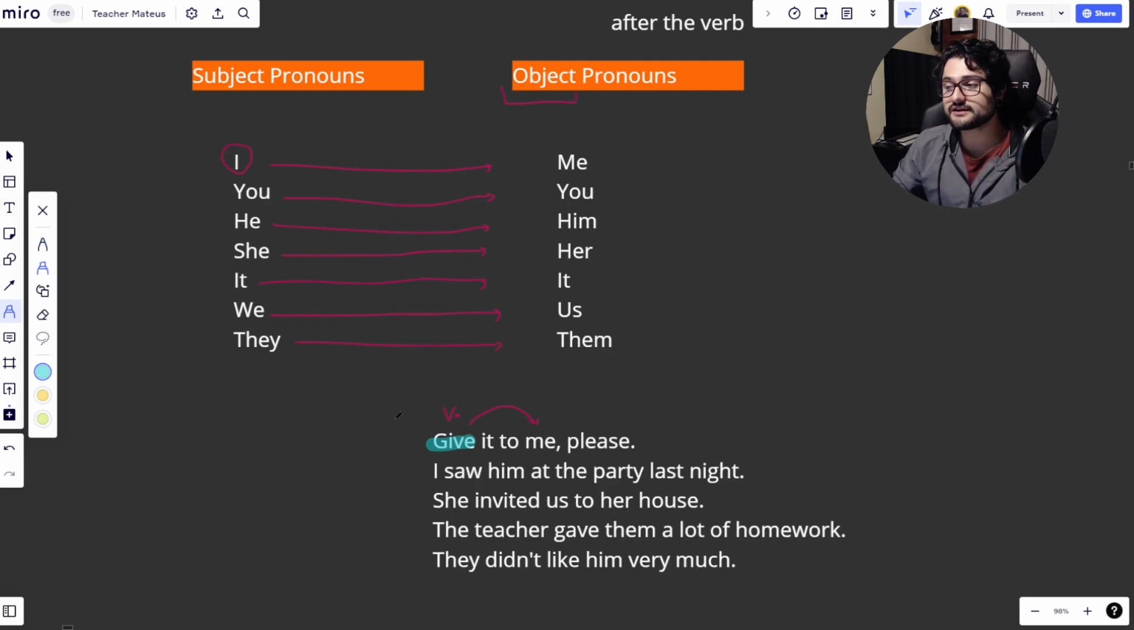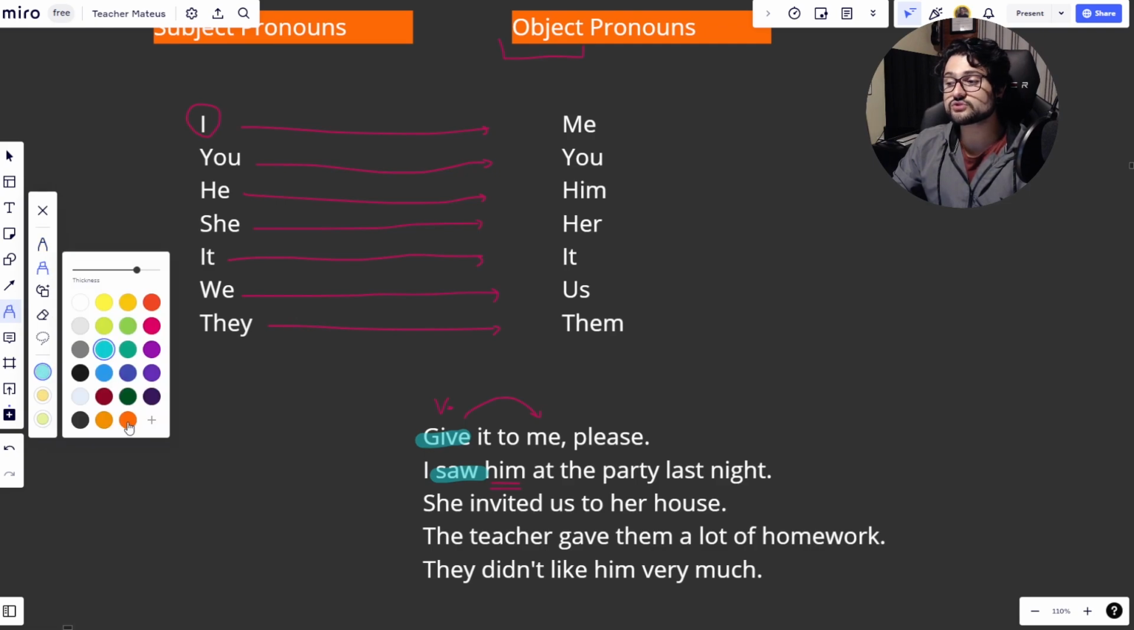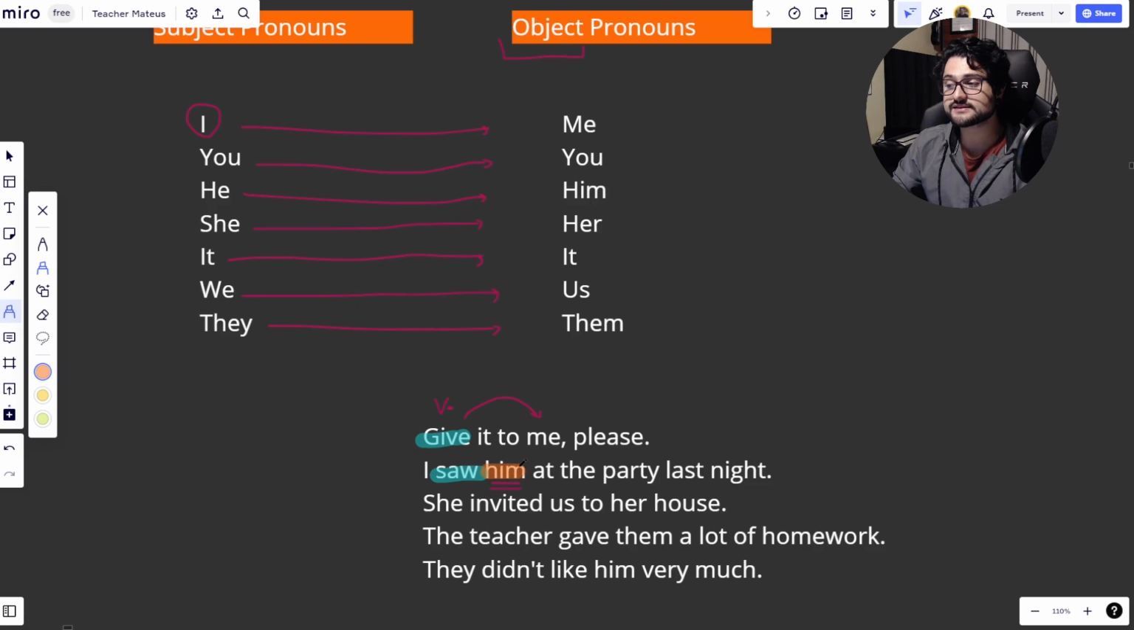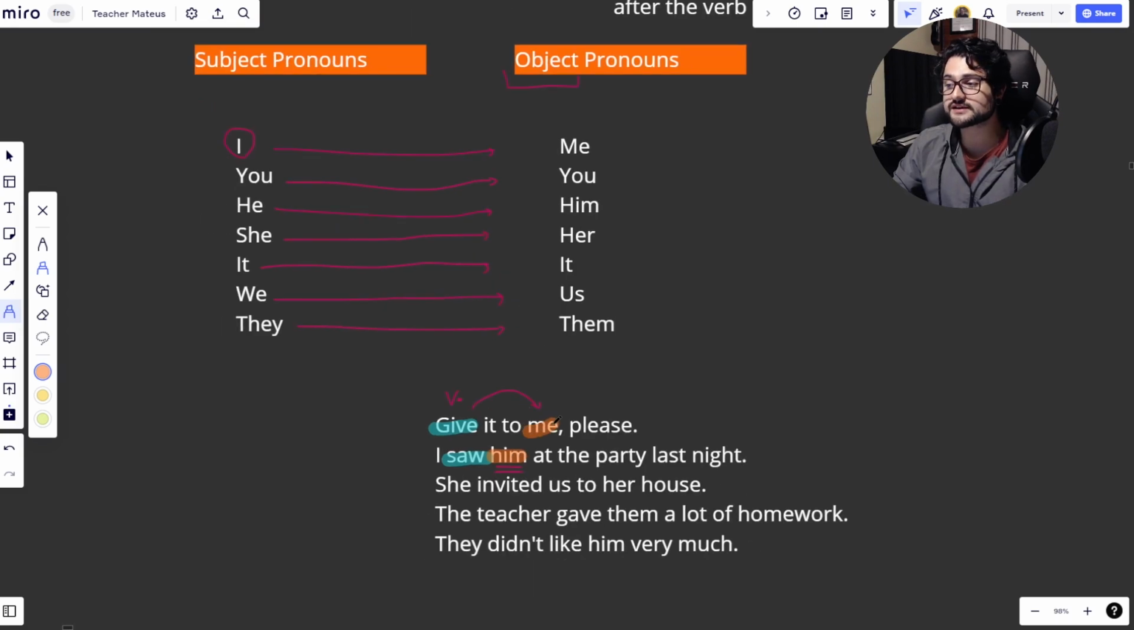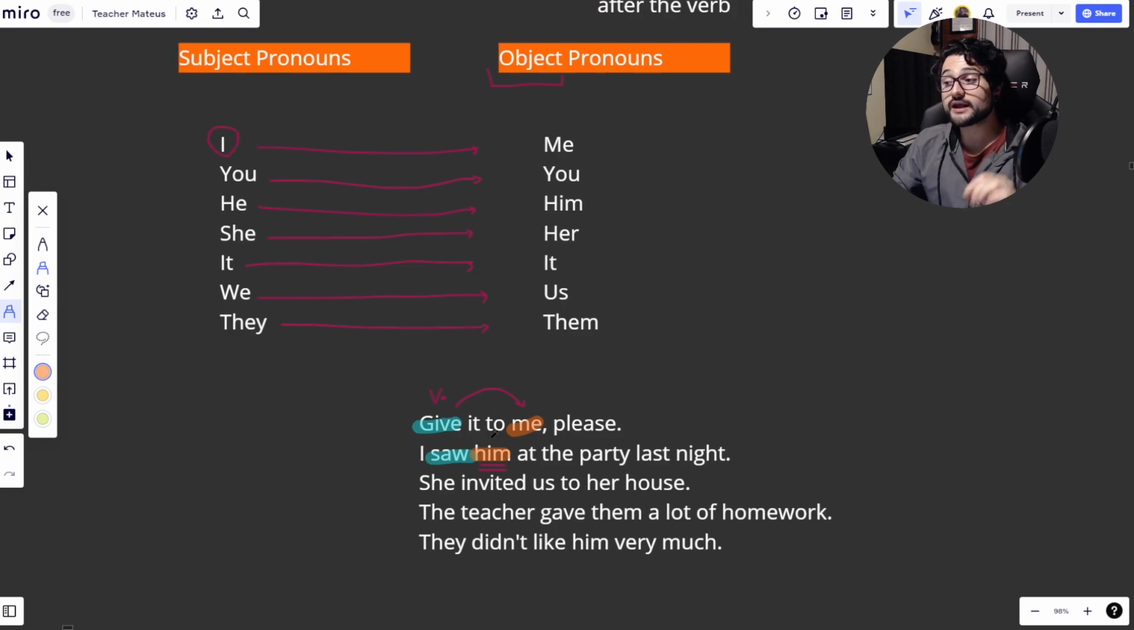Let's do the same thing here. Let's identify the verb in this second sentence. I saw, the past of the verb see, him at the party last night. And so we have him, in this case, as our object pronoun. In the first sentence it was me. I saw him at the party last night is our second sentence, and the object pronoun is him.